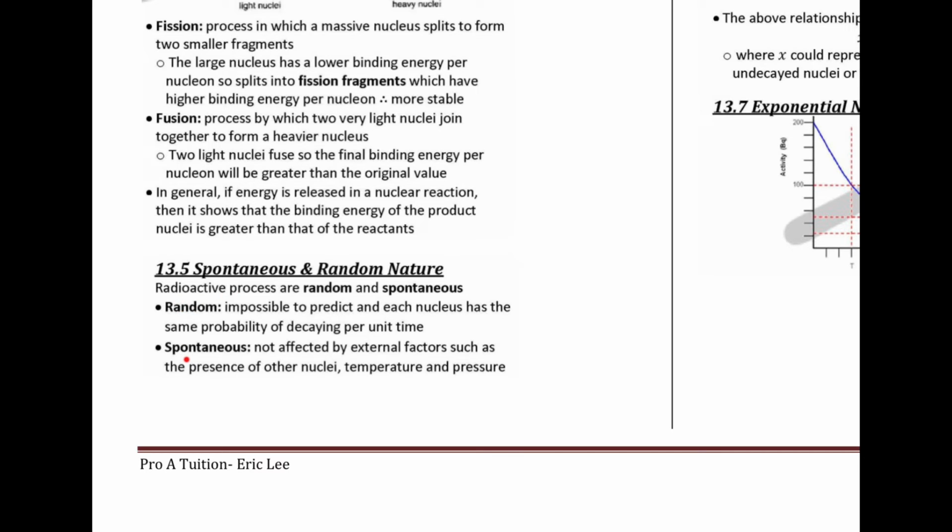And then spontaneous. Spontaneous is different from random. Spontaneous means not affected by external factors such as the presence of other nuclei, temperature, and pressure. So that means if you change the temperature of the system, the radioactive process still happens at the same rate, so it's spontaneous. If you change the pressure, the radioactive process still happens at the same rate also, showing that it is spontaneous.